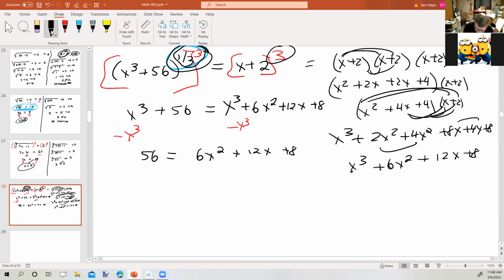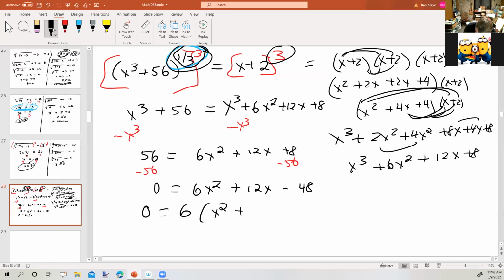I still want everything on one side. So I'll subtract 56 from both sides. And I get 0 equals 6x squared plus 12x minus 48. Now, 2nd degree equation, I'm going to solve it by factoring. But the first thing I can do is take out a 6 as the greatest common factor. And then factoring further, this is going to be a plus 4 and a minus 2.